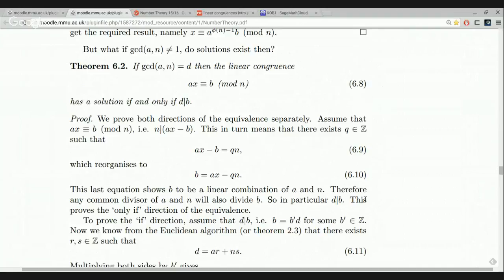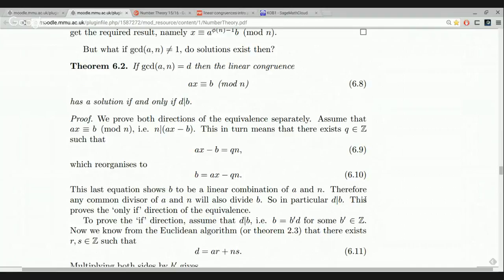Except, just seeing it now, let me do it slightly differently. Yeah, here we do the two directions. So we start off by saying solutions exist. So we assume that solutions exist, so that there is an X such that AX is congruent to B. So this is now no longer a question, it's a statement. There is an X such that AX is congruent.